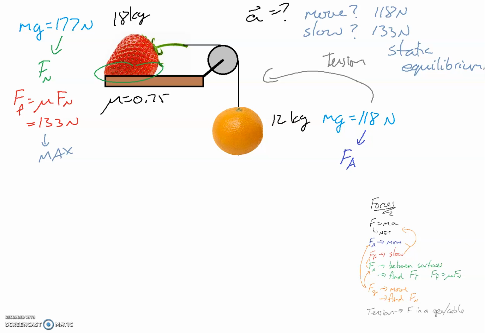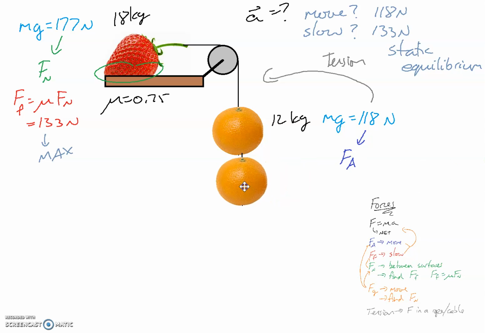Friction wouldn't actually be 133. Friction would actually just go up to 118, just enough to balance out the applied force, and it can go higher. So you need to pull with considerably more force than what we got in order to get this thing to move. So let's modify the situation a little bit here and get this thing to move.